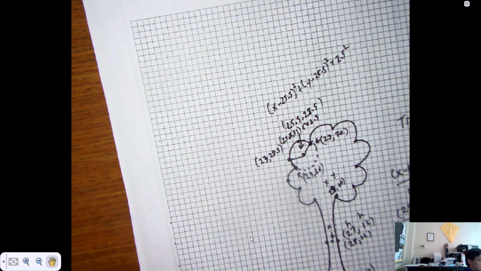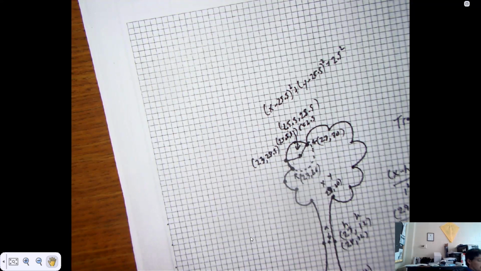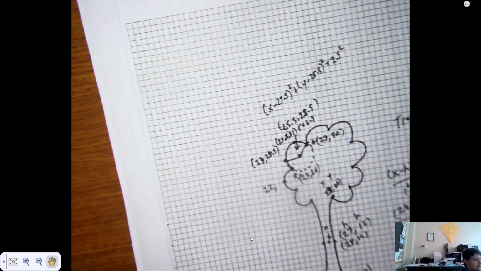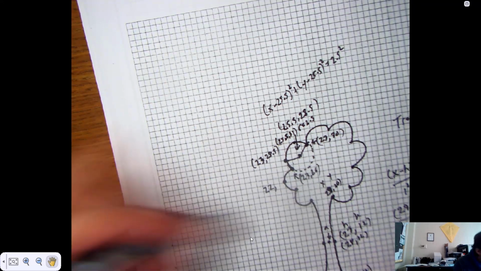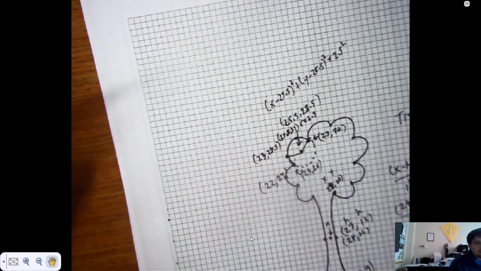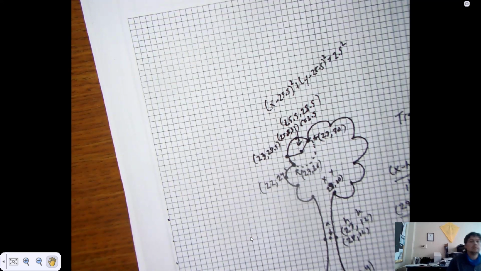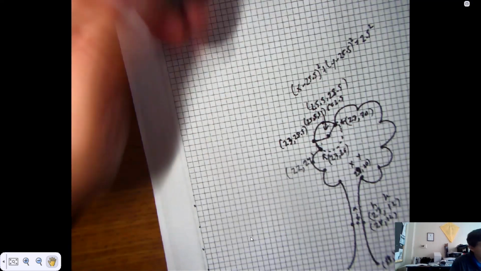4, 8, 12, 16, 22. There's a vertex with an x value of 22. 4, 8, 12, 16, 20, 21, 22. 24. I'm going to write an equation for that thing. It's not hard to do.